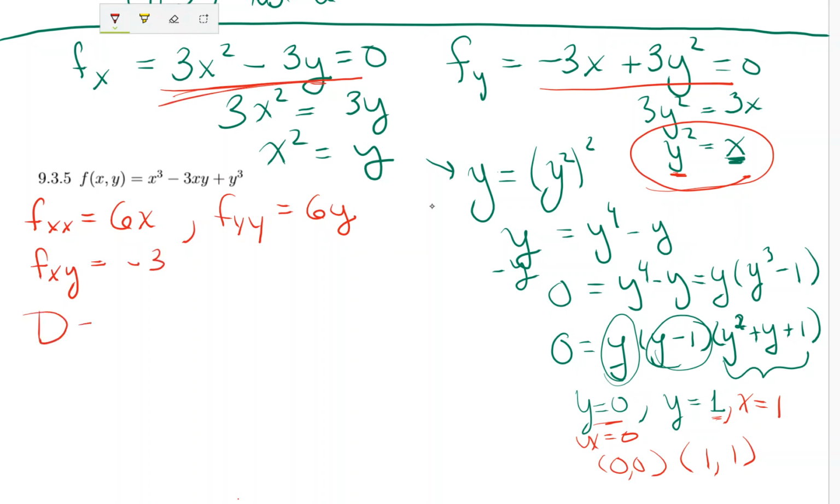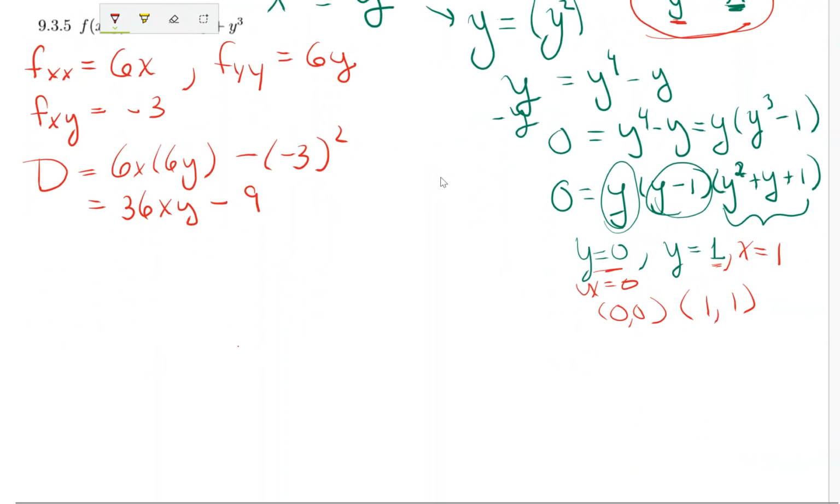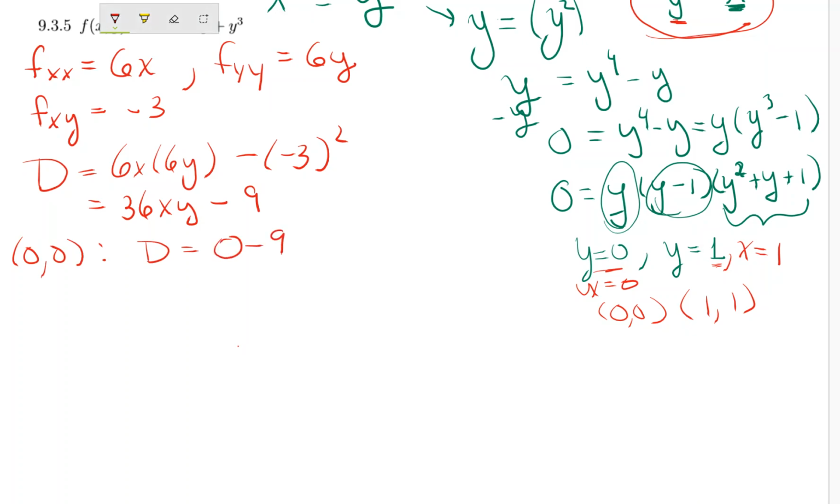So when you look at D, it's going to be 6x times 6y minus negative 3 squared, which when we simplify that, will give you 36xy minus 9. Okay, so this is going to be a little complicated. Let's check our 2 points for their D-ness. So I'm going to check 0, 0 first, and my D for that is going to be 0 minus 9, because both x and y are 0. When you plug that in, yada, yada, yada, which means it's negative. That tells us we have a saddle point.